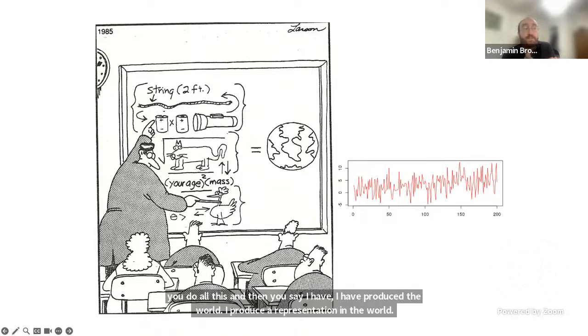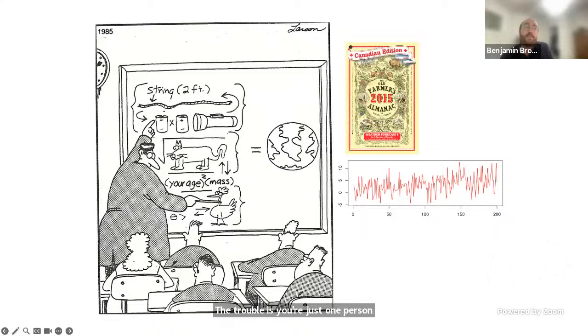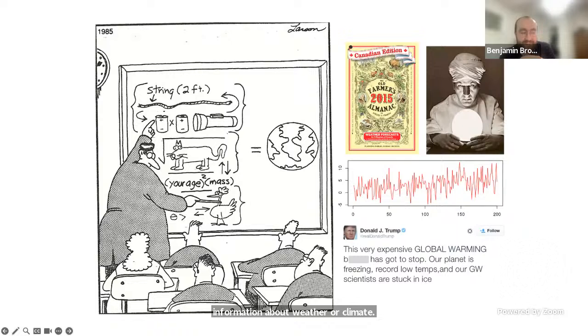Now the next step is convincing people or discussing your results and having them use your results to make better decisions, let's say. The trouble is you're just one person talking to them. They might have other places where they're getting information about weather or climate. There's a lot of different authorities out there. This tweet actually, I pulled initially in 2014 before the political cycles. So it's kind of funny that it's still here, but there's different sources of authority on climate information. And so you need to be convincing when you're talking about your model results.